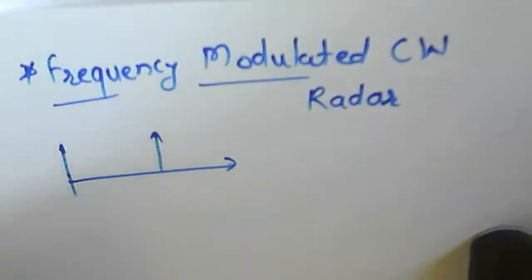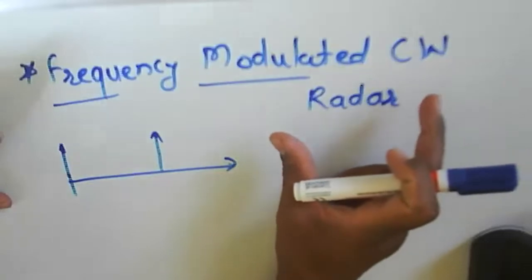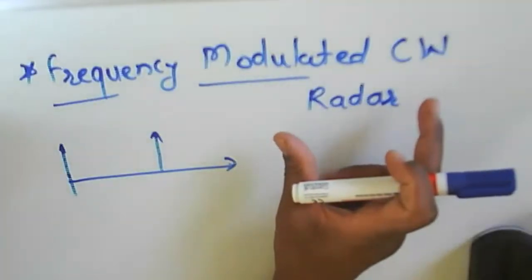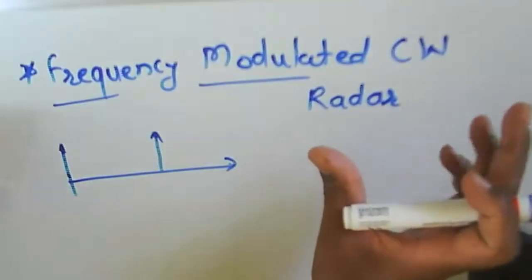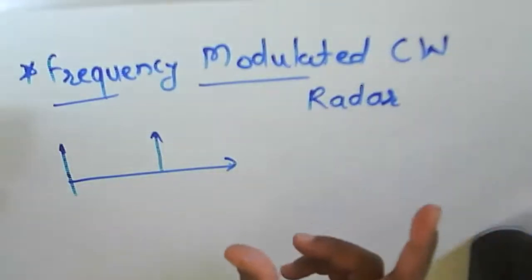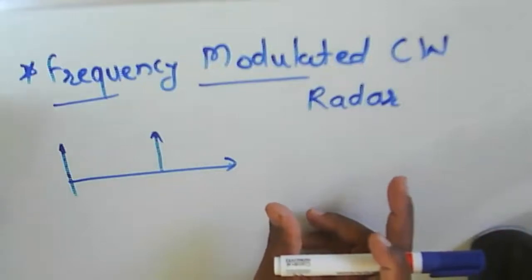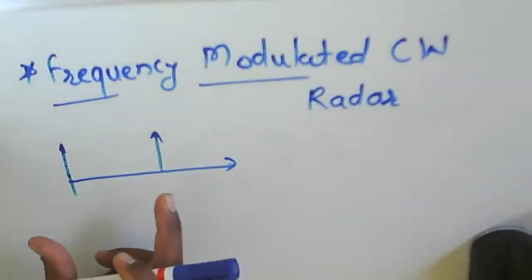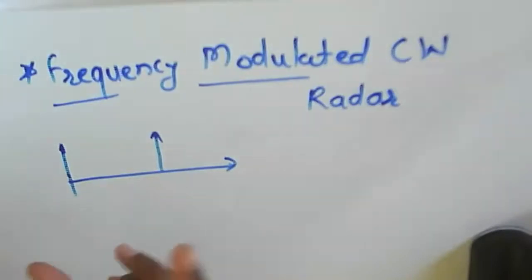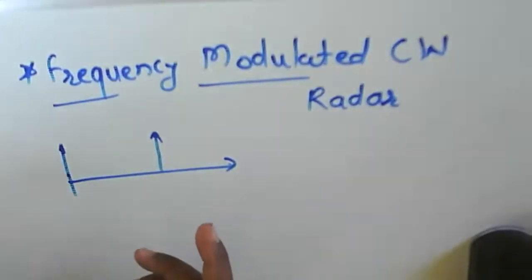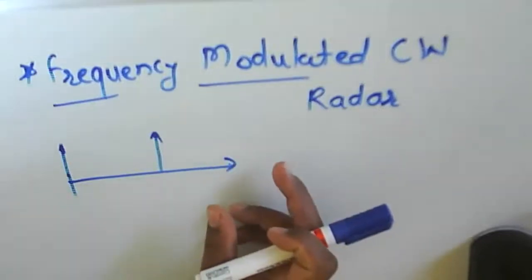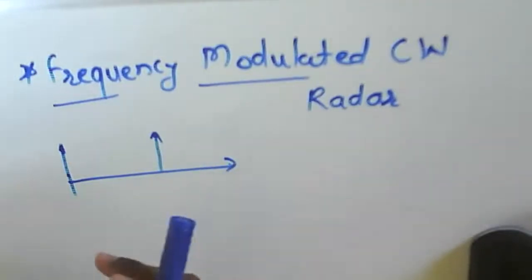So we could not use a CW radar for wideband operation. To increase the wideband operation of the CW radar, or for wideband applications, we are supposed to use a modulation technique. In modulation, we can use either amplitude modulation, frequency modulation, or phase modulation.